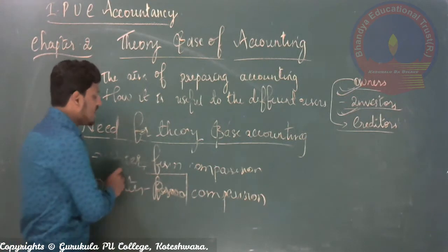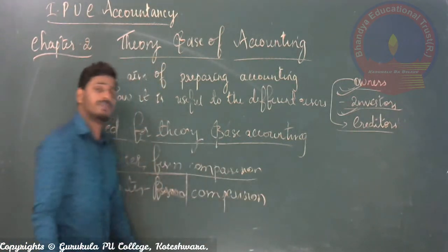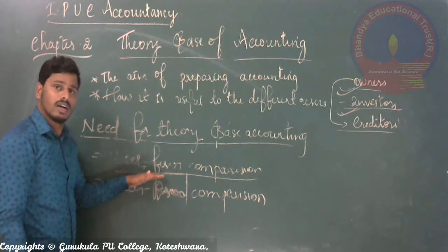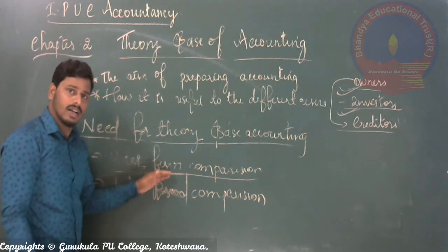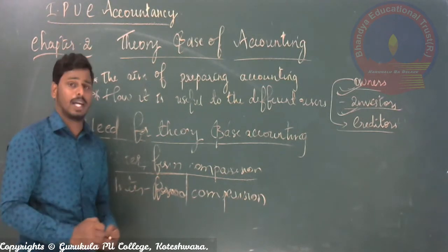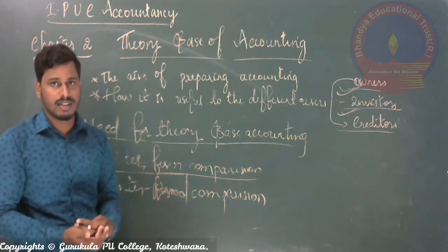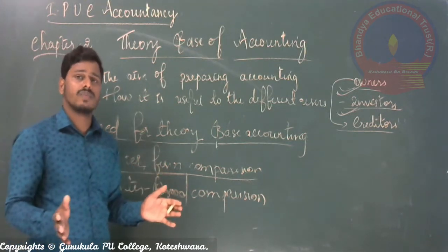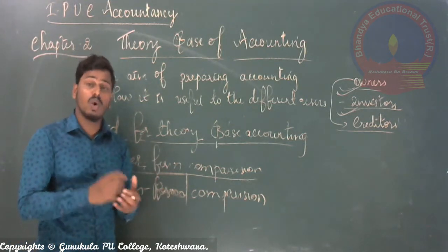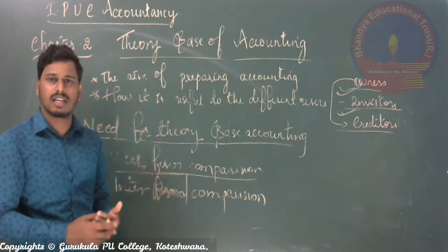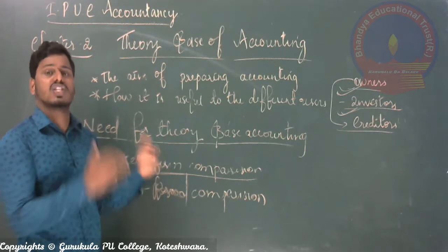So what is inter-firm comparison? Inter-firm comparison means comparing the financial statement of our company to another company. This is nothing but comparing two companies' accounting information. Then only can we decide whether our company is the strongest company, or in which position we stand.